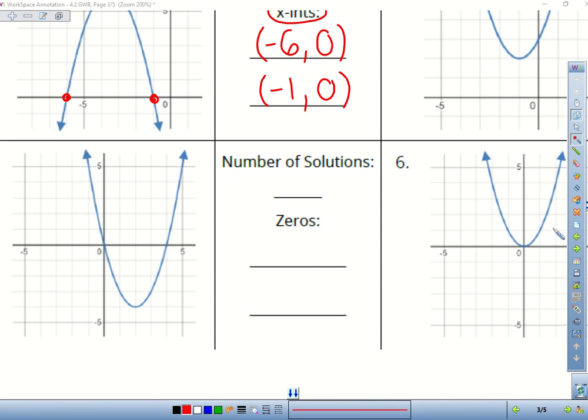How many solutions for this one, number 5? 2. Good. And what are they? 0 and 4. Good.